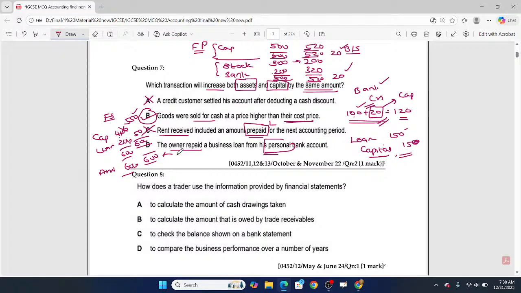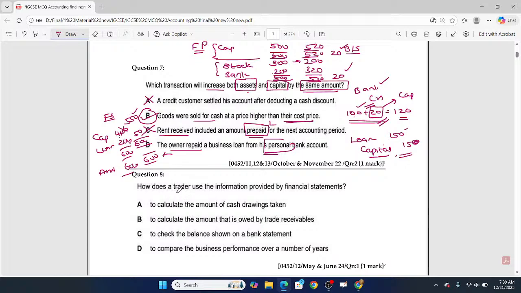So, analyzing in detail, we came to know that B is the superior choice because assets and capital will increase by the same amount. Then B is the chosen one. Is that clear? You can think over it with a small illustration so that you are able to guess this properly.